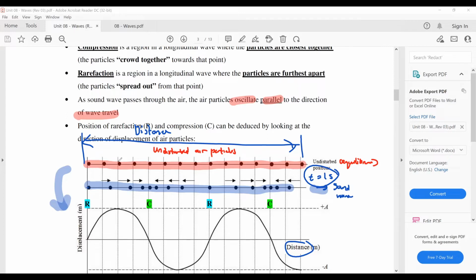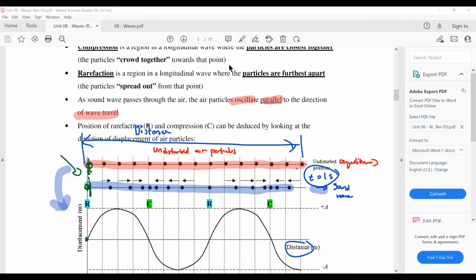Recall that I told you that the first row here represents the undisturbed position. They are at the equilibrium. So you see, if I look at the first particle over here, the equilibrium is here. This particle was before the wave passed through. This particle is after the wave passed through. Notice that it did not displace at all. So this one, the displacement is 0.